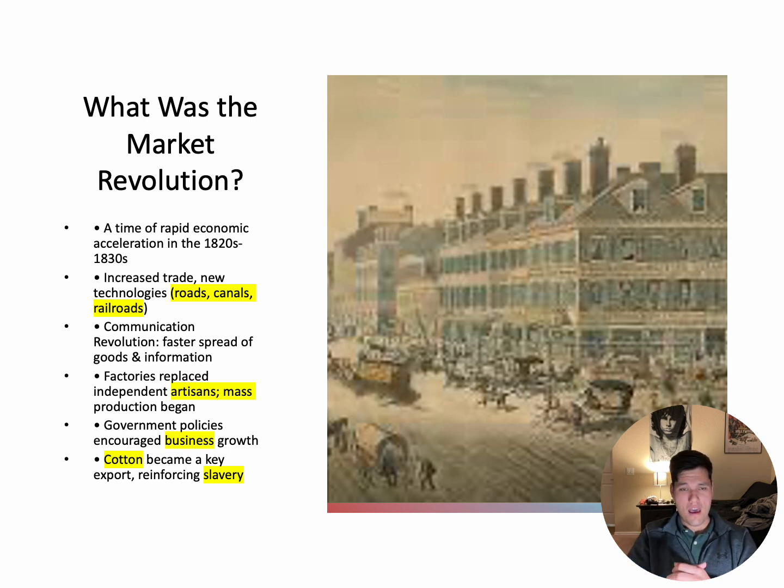which led to mass production. We also saw that the government played a role in encouraging business growth. While all this is happening, cotton emerged as the major export during this time, but it also reinforced the institution of slavery. So go ahead and write down what's highlighted, and let's move on.